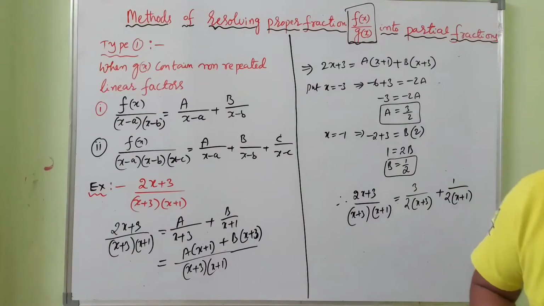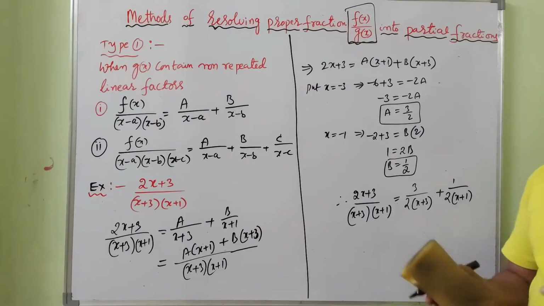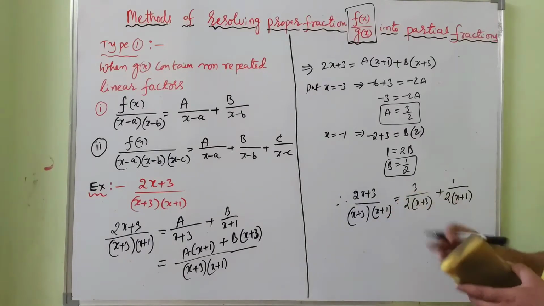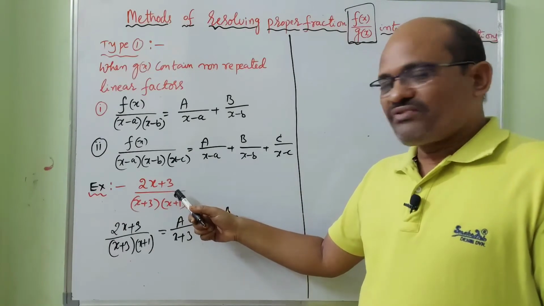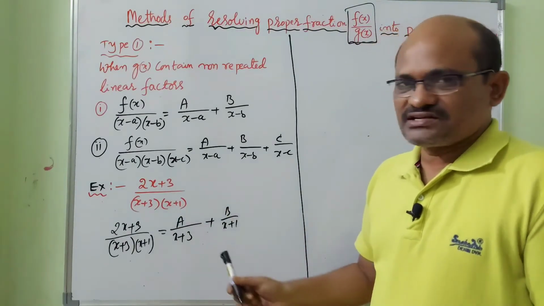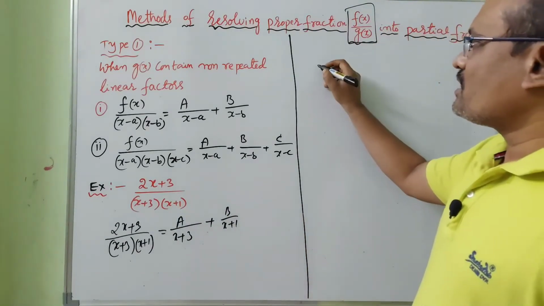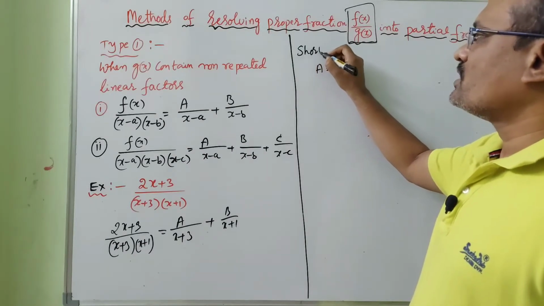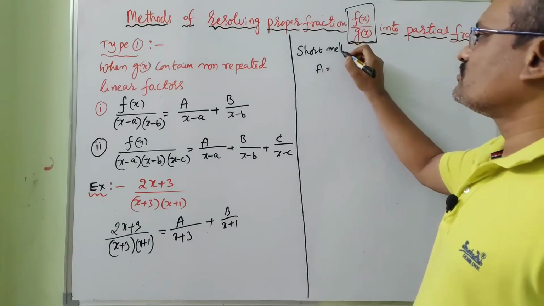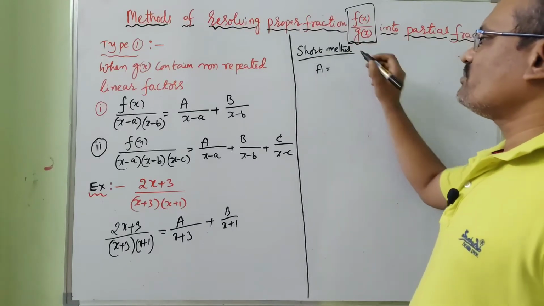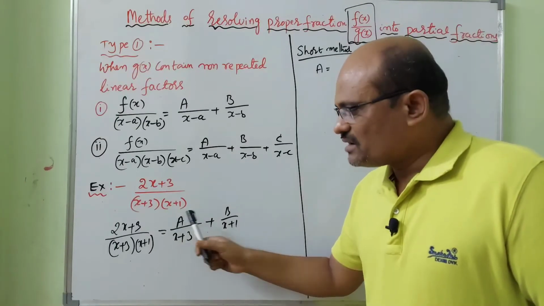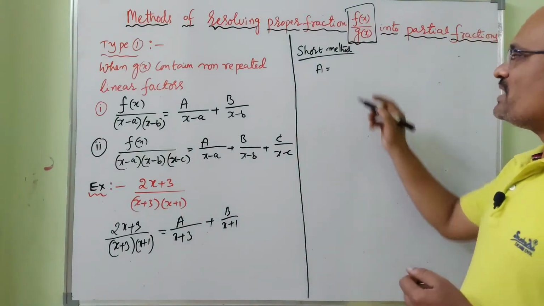Now I want to explain the shortcut method. Shortcut method means short method to find a and b. This is the proper fraction. These are the partial fractions. To find a and b, I am going to tell a short method. How? Let me explain. Here a can be calculated simply like this.